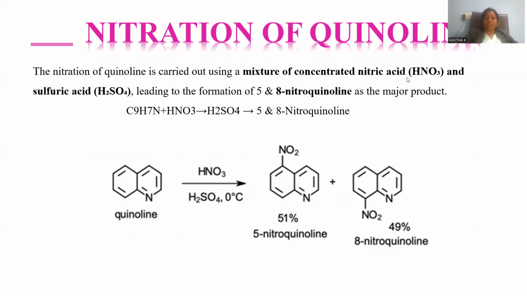Let me perform the nitration of quinoline. Nitration is carried out on quinoline by adding a concentrated nitric acid and sulfuric acid mixture at a temperature of 0 degrees centigrade. There are 2 probabilities: 51% of 5-nitroquinoline and 49% of 8-nitroquinoline are generated as a mixture of products, so there is no major and minor; both products are generated in almost equal quantity at the 5th and 8th positions.